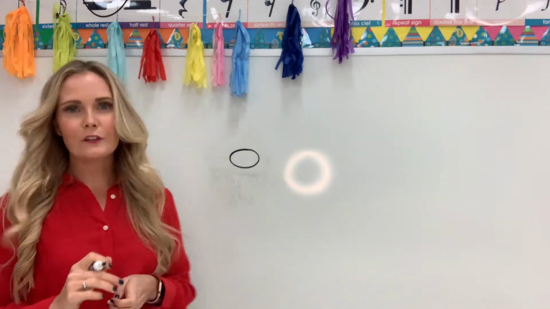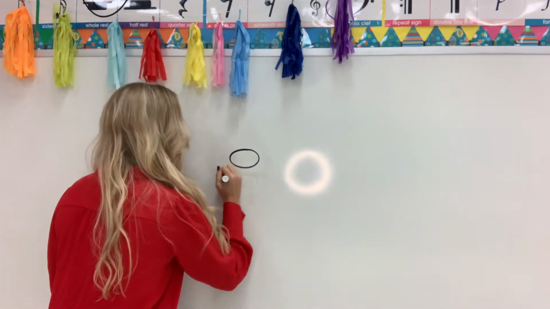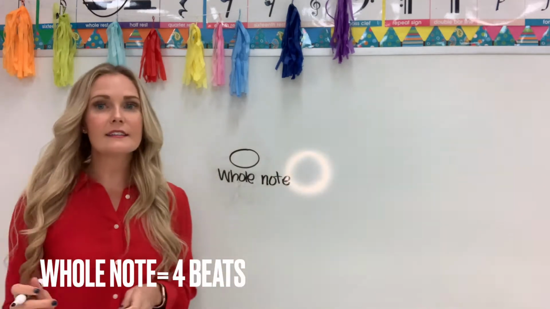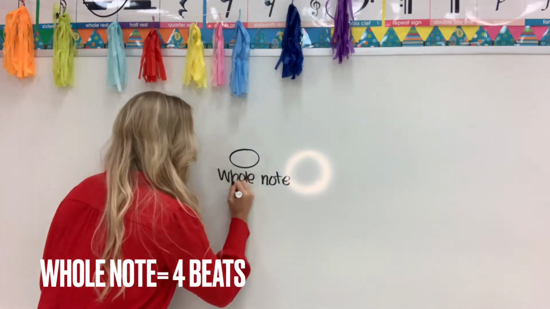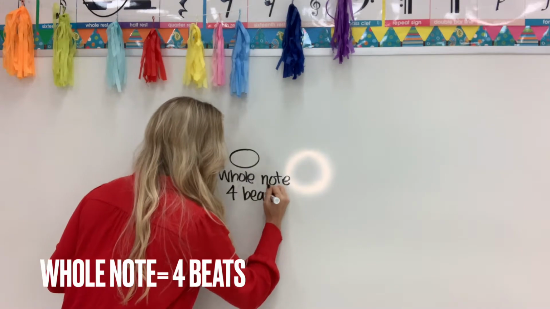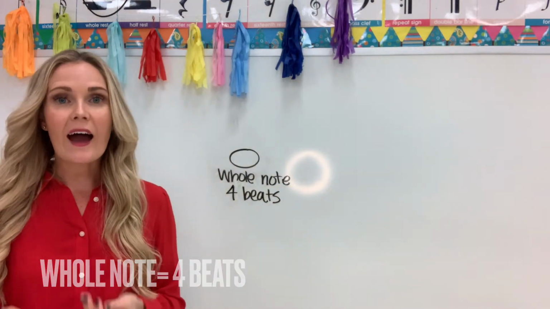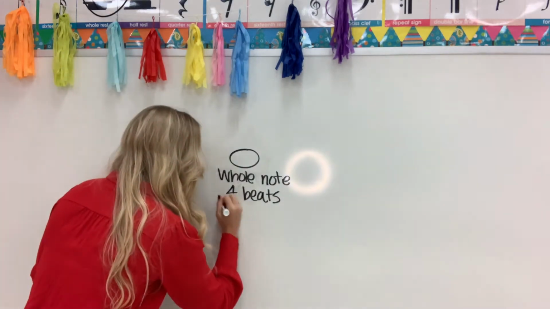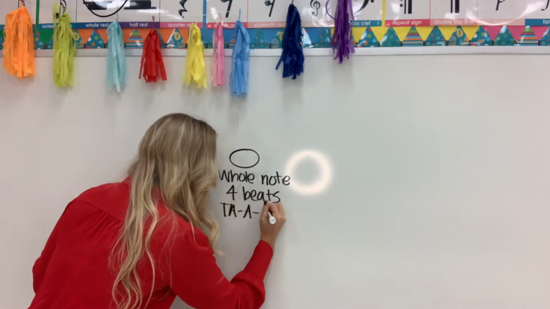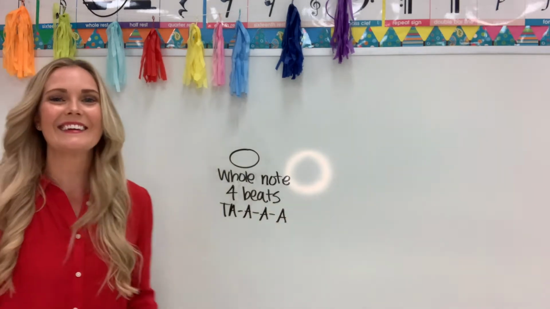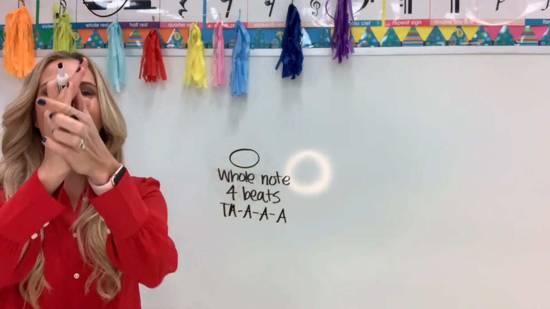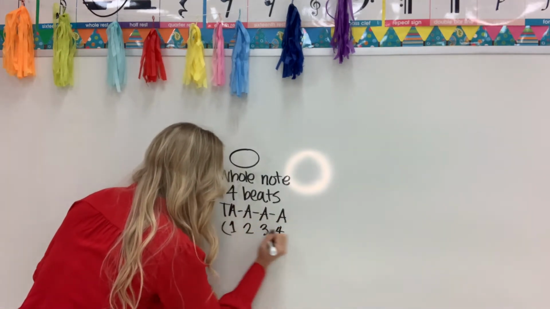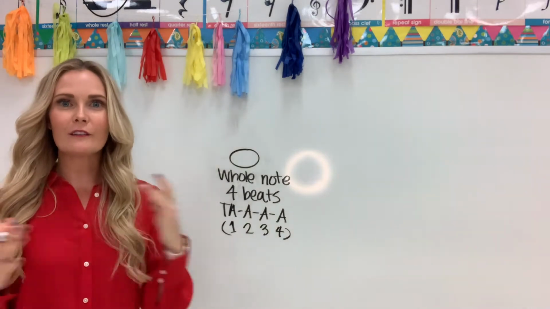This big oval note is your whole note, okay? This one is the longest note in music. It is equal to 4 beats. And just like the half note where we're stretching it out, we have to stretch out the ta for 4 beats. So we'll go ta, like this. Ta. In your mind, you're thinking 1, 2, 3, 4. That is your whole note, longest note.